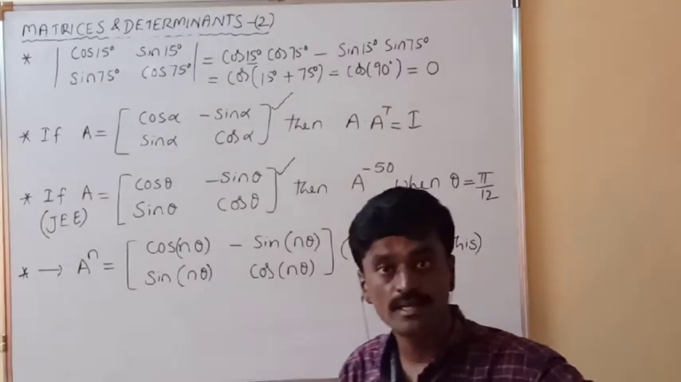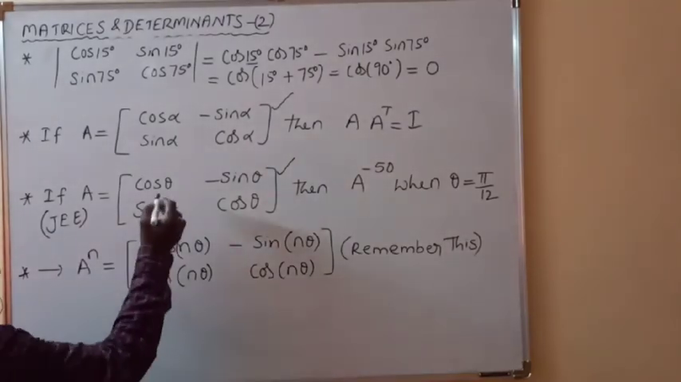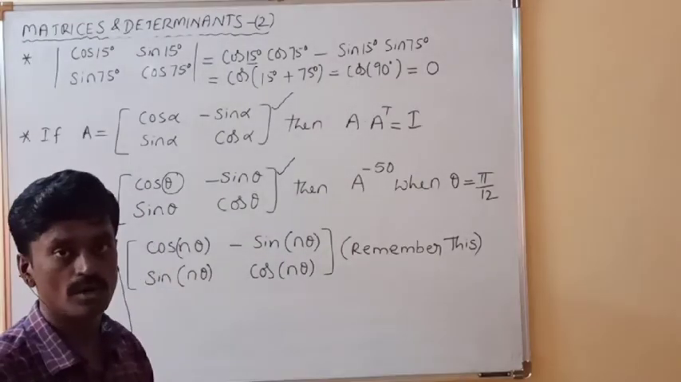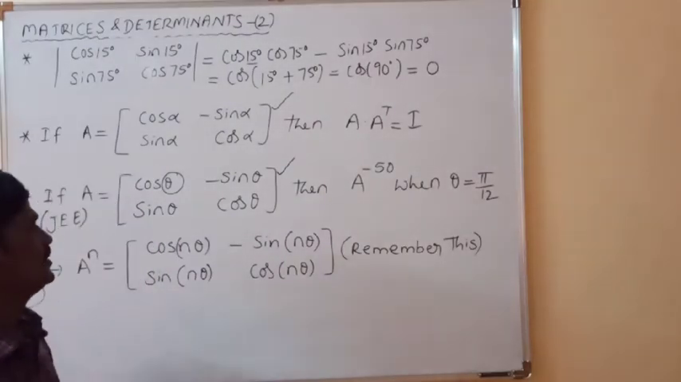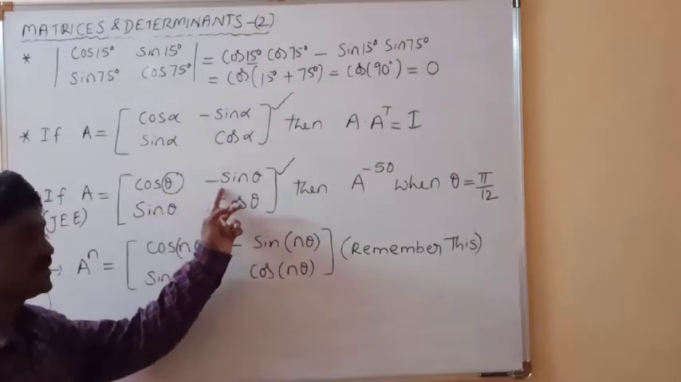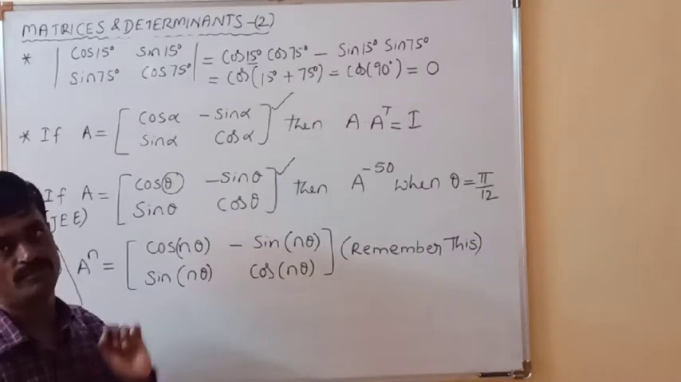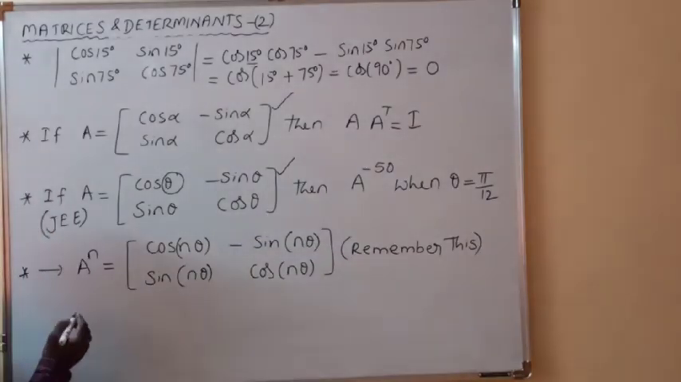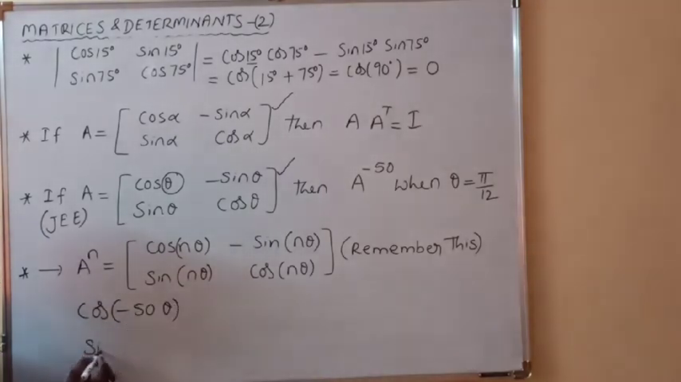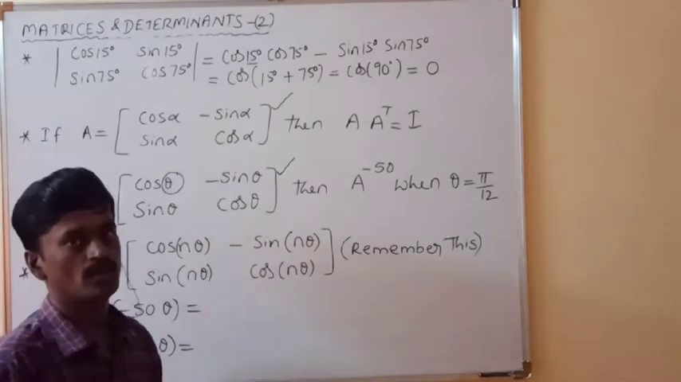But here what they are asking? A power minus 50. That means we just have to replace theta by minus 50 theta. That means the elements in A power minus 50 are cos of minus 50 theta, minus sin of minus 50 theta, sin of minus 50 theta, cos of minus 50 theta. Correct? So first you calculate cos of minus 50 theta and sin of minus 50 theta, then directly substitute in A power minus 50.